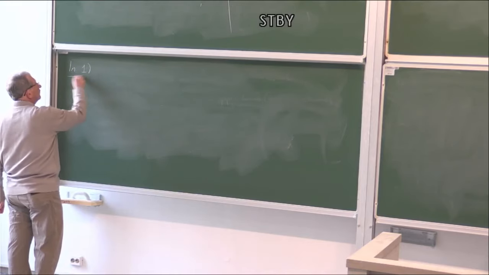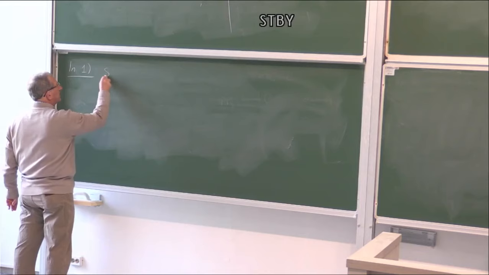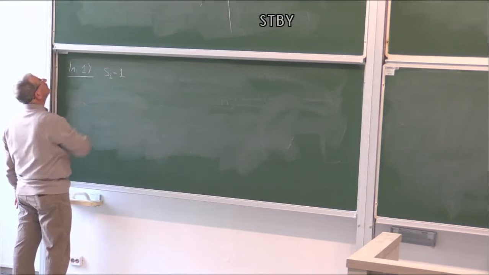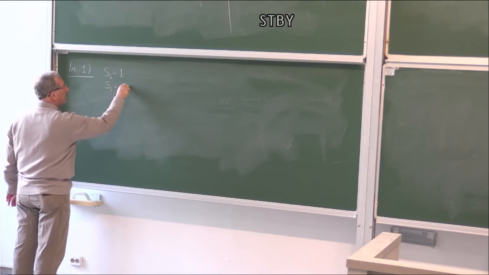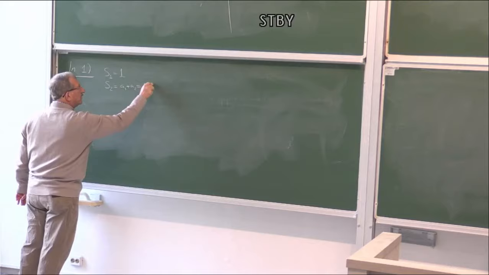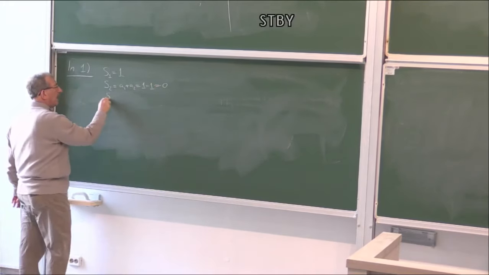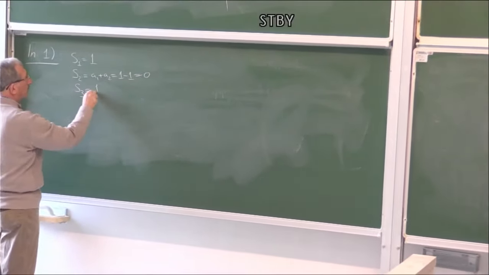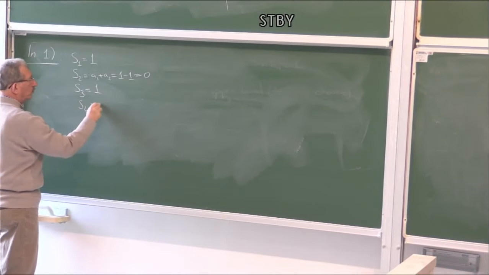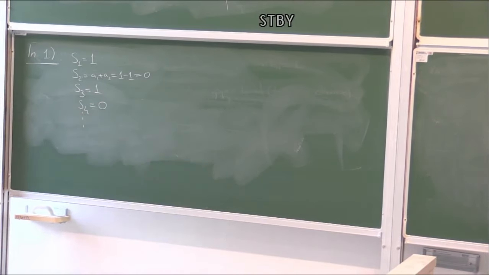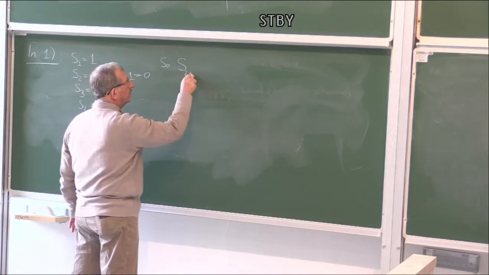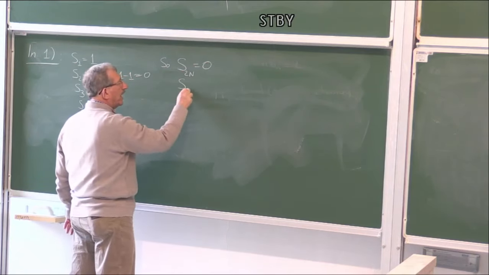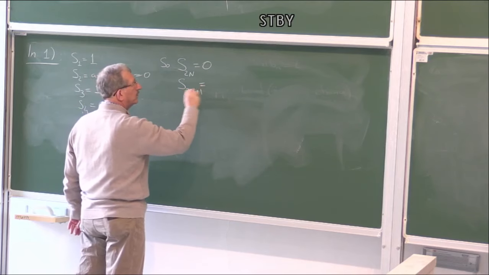In 1, S1 would be 1, S2 would be, remember, A1 plus A2. So it is 1 minus 1, it is 0. S3 would be 1 again. S4 would be 0, and it would continue like that. Clearly, this says that S2n would be 0, S2n plus 1 would be 1.